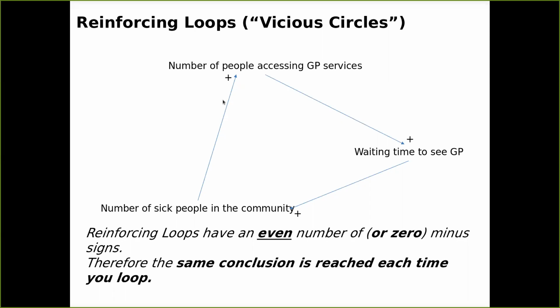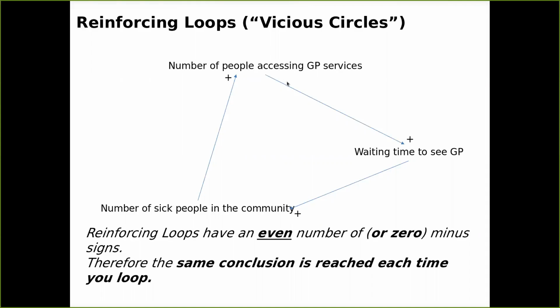Now, it may be that they all have exactly the same polarity within a reinforcing loop, but it may not be. And in fact, what you're actually looking for in order to identify a reinforcing loop is a loop that has an even number or zero of minus polarities. Okay, so if it's got no negative polarities, then it's a reinforcing loop. Or if it's got an even number of them, then it's a reinforcing loop. Now, the way you identify this is by counting the number of pluses and minuses, essentially.